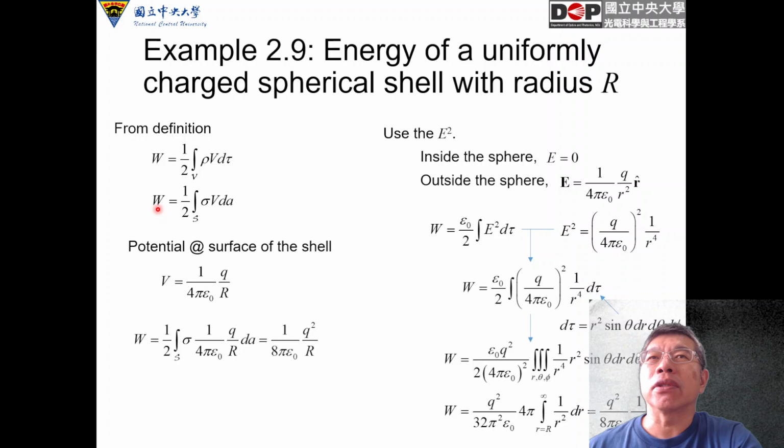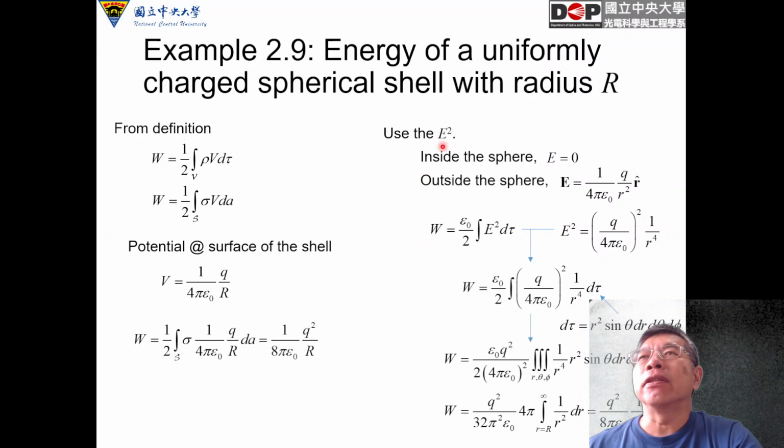So it will be the same thing. The potential at the surface of a shell was given earlier in the previous example. So the total work done will be something like this, and we can use the electric field squared as that. Inside the sphere, the electric field is zero. Outside the sphere is equivalent to a charge located at the center. So we just take the integral of the electric field outside the sphere.